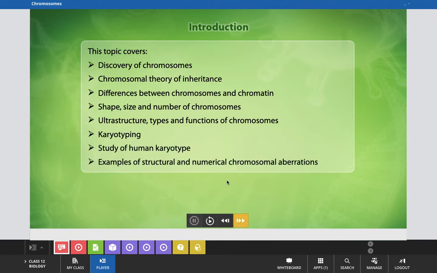In today's class, out of these 8 topics, we will focus on discovery of chromosomes, chromosomal theory of inheritance, differences between chromosomes and chromatin, shape, size, and number of chromosomes. Rest of the 4 topics we will talk in later on part of this chapter, when we will talk about the chromosomal aberrations and linkage and crossing over.